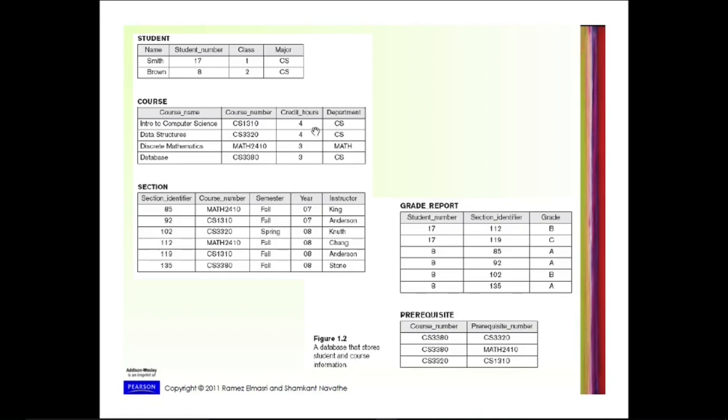And these are the credit hours. Each subject has how many hours of credit? This is 4 hours, this is also 4 hours, this is 3 hours, this is 3 hours. The credit hours also depend upon the lab. If a lab is attached to it, the credit will be more. If it is only theory, then the credit will be less. Then which department offers it? In this case, you can see that discrete mathematics is offered by the maths department, whereas the other three subjects are offered by the computer science department. So this is a course record.